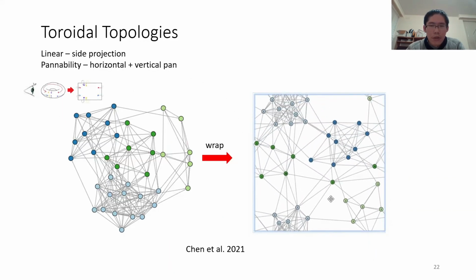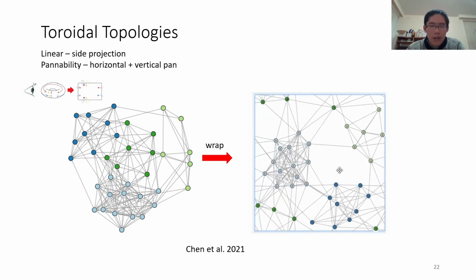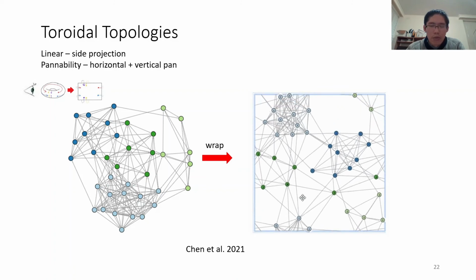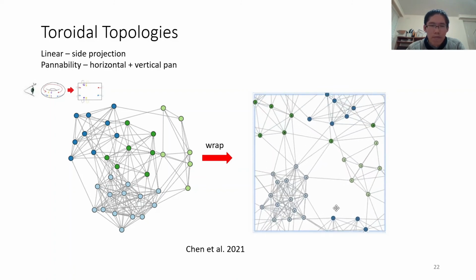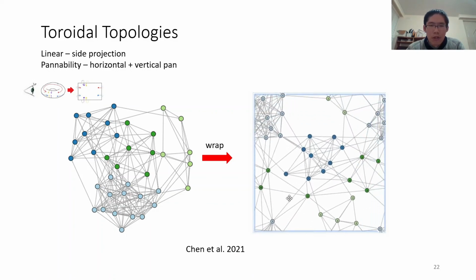Relational data such as networks can be represented on a 2D torus. Chen and others found that interactive wrapping of network visualization significantly improved people's understanding of network structures.